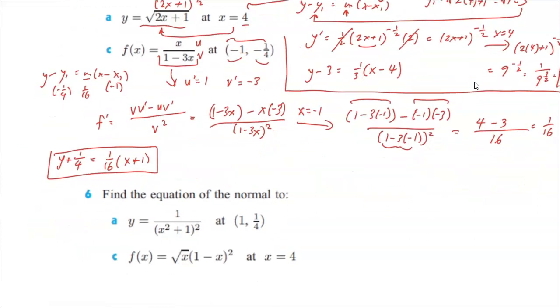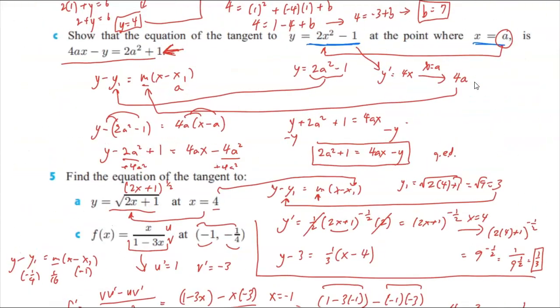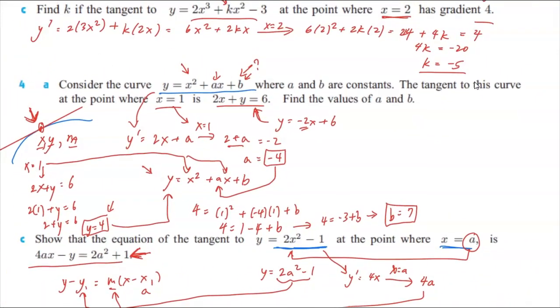Okay. Number 6. Find the equation of the normal to. And so here we have this function, and they give us the x and the y value. All we need is the slope. And remember, now we're doing normal. Before, we were always doing tangent, tangent, tangent, tangent.